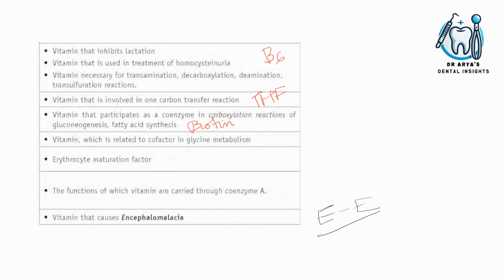Then the vitamin which is a cofactor in glycine metabolism is folic acid, which is the erythrocyte maturation factor. This is vitamin B. The vitamin whose functions are carried through coenzyme A is pantothenic acid. And our question is the vitamin that causes encephalomalacia. It is vitamin E.